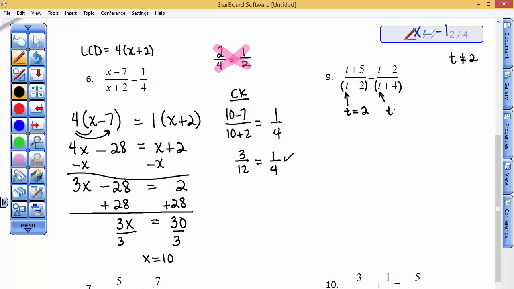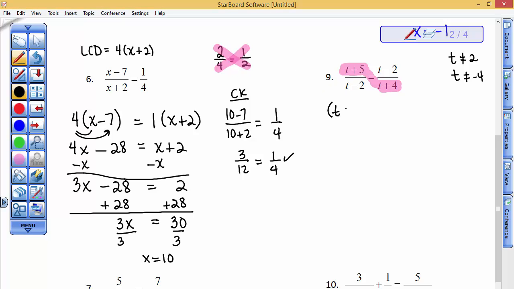Here, if t turned out to be a negative 4, we'd have a problem also, because a negative 4 plus 4 is 0, and you can't divide by 0. So t cannot equal a negative 4 as well. So I'm going to start checking that as I go along. But now let's go ahead, because this is just a proportion. It's a fraction equal to another fraction. Let's take this product and set it equal to that product.